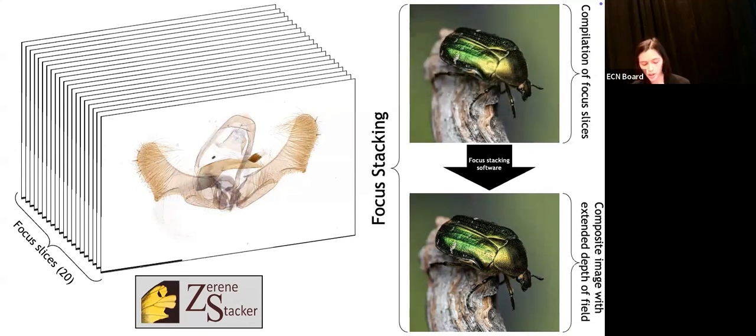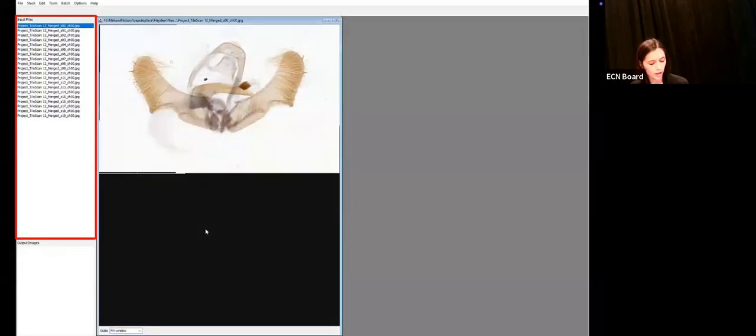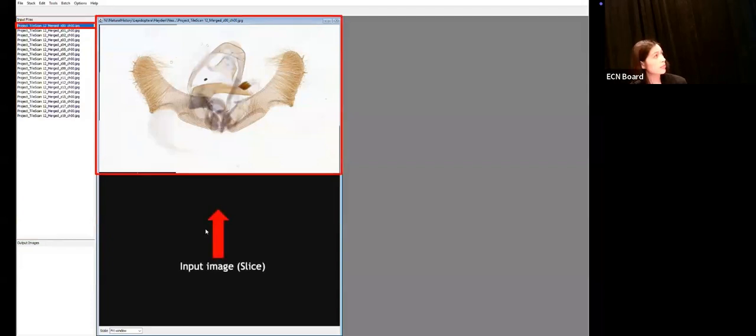So on the next slide, I'm just going to play a short video of Zerene processing the 20 images we just acquired. On the far left panel, you can see where I have dragged and dropped the files consisting of my 20 slices. And the image you see up there now is just one of the 20 slices, and it corresponds with the blue highlighted file on the far left. And when I play the video clip, you'll see me select the DMap stacking algorithm to begin the stacking process.